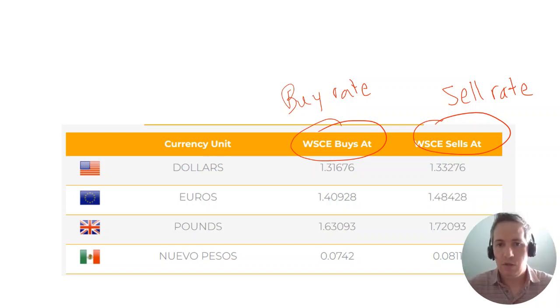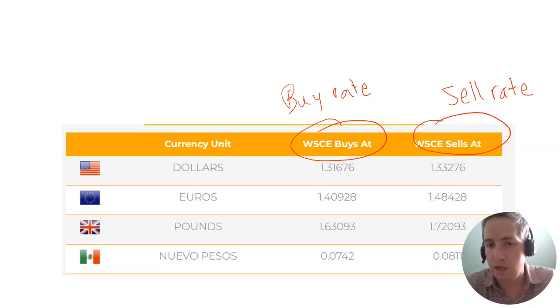Now, you can see the buy rate is what they buy your money at. So they're going to purchase your US dollars. So this means that anytime you're in a different country, that currency exchange store or place that operates this will always be buying foreign currency. And then if you want to get your foreign currency, your US dollars, back, they will sell that to you.